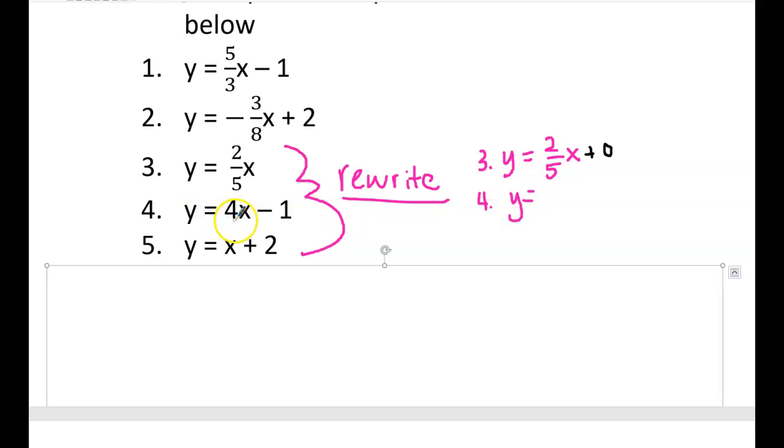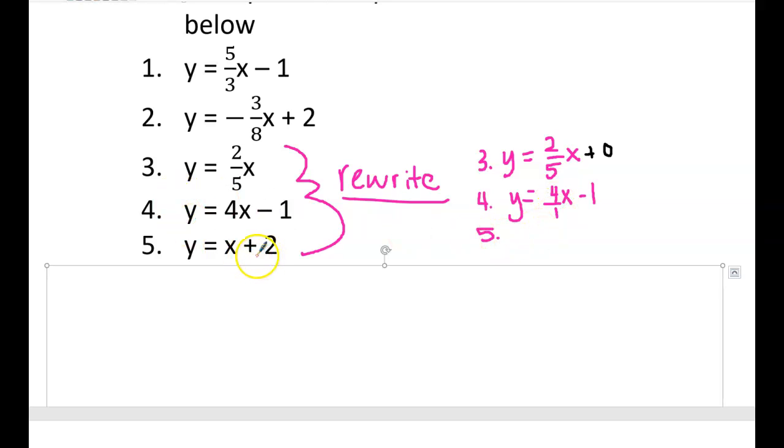Now in number 4, I have two numbers. I've got a 4 and a negative 1. Now the 4 is like my rise. The negative 1 is my y-intercept. What I'm missing is my run. I'm missing a number in the bottom of the fraction. And anytime you're missing a rise or a run, it's a 1. So you could think of that 4 as 4 over 1. So in that case, if I wanted to graph it, I would start at negative 1. Then I would go up 4, right 1.